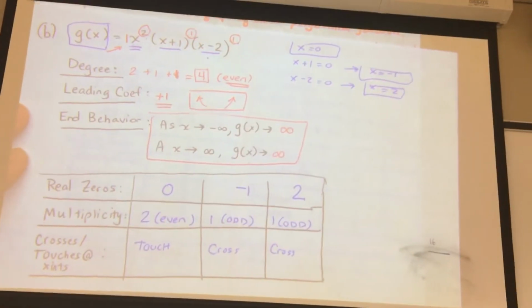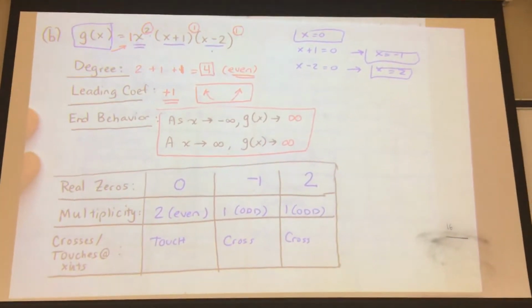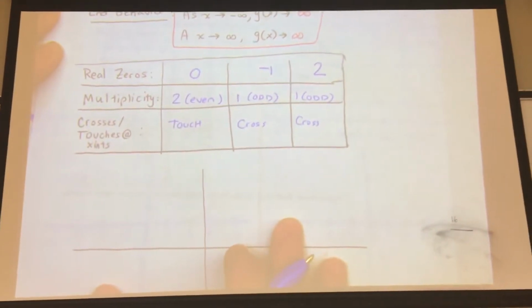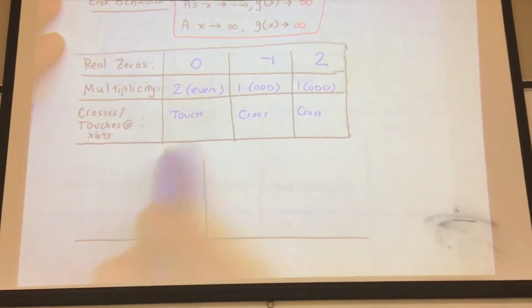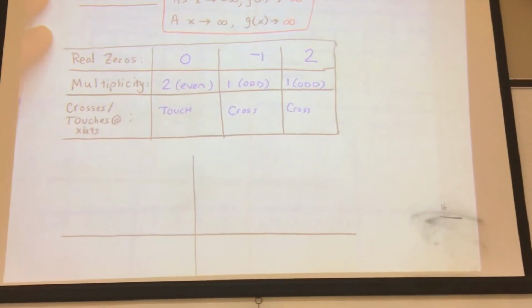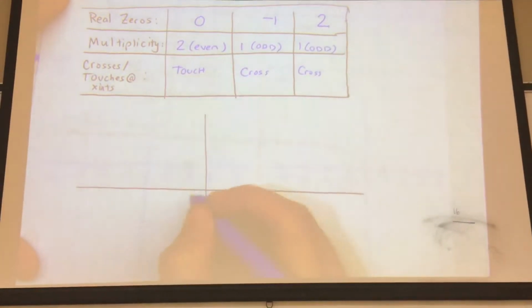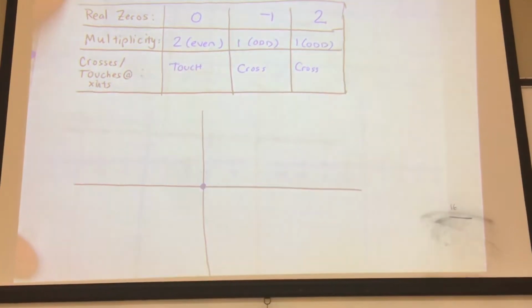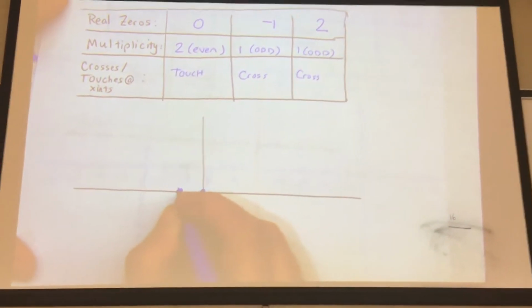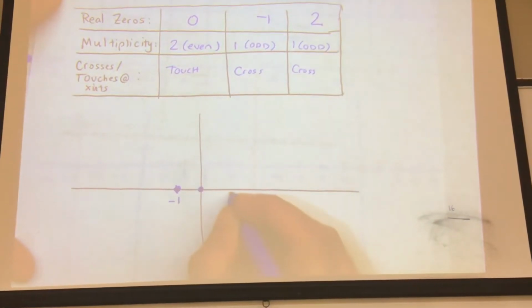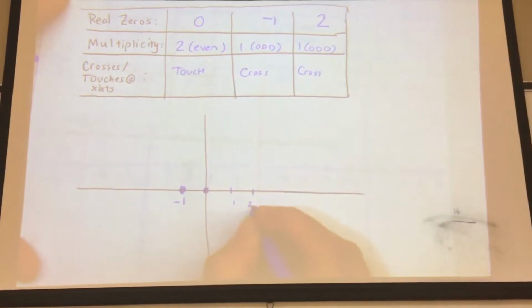And then with that information, I could then begin my sketch. So I go down to my picture, with my end behavior going up at the ends in both directions, and these x-intercepts I could begin. So a real 0 at the origin, at -1, it exists there, and at +2, it exists there.